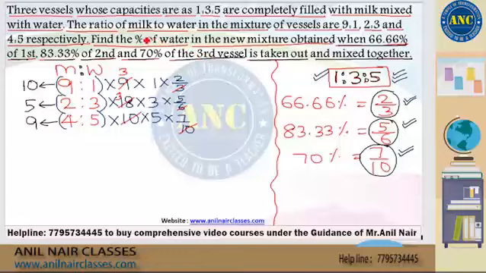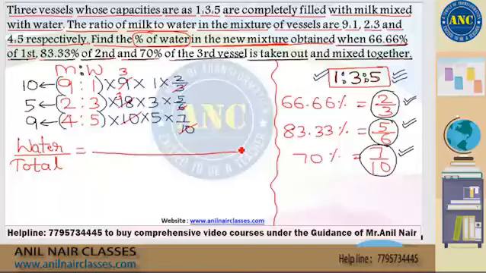What is the question, sir? Find the percentage of water in the new mixture. That means out of the total new mixture that I am getting, how much is water I need to find. Water divided by total percentage I need to find. Water is nothing but the second parameter.